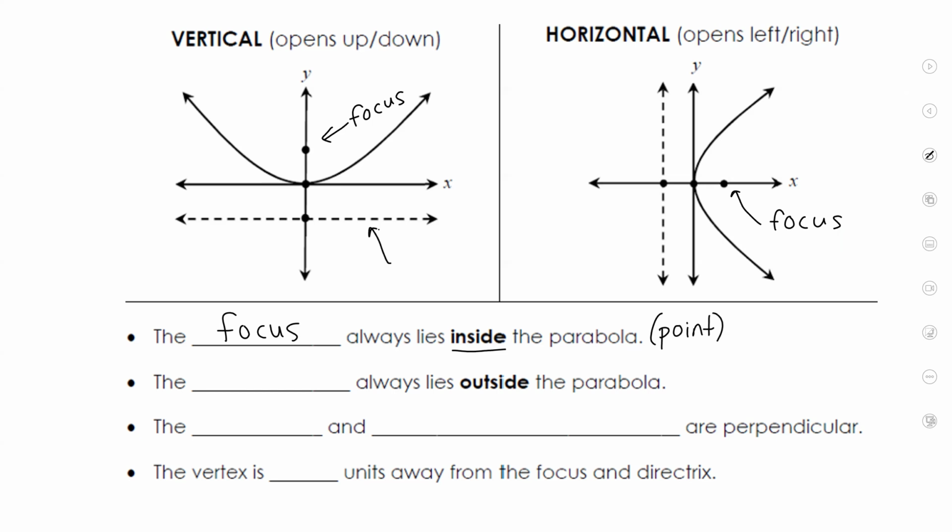This line is called the directrix. This line is called the directrix too. The directrix always lies outside of the parabola. The directrix and the axis of symmetry are perpendicular.